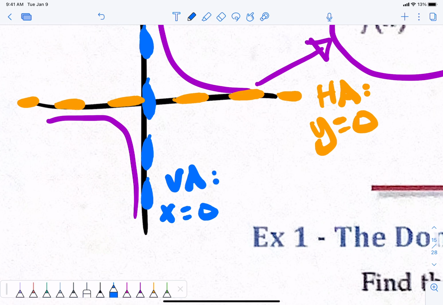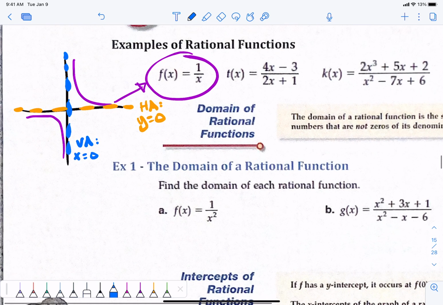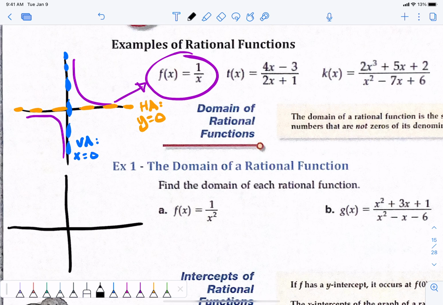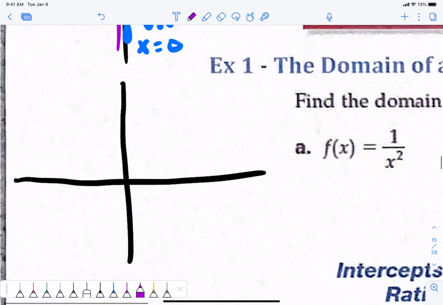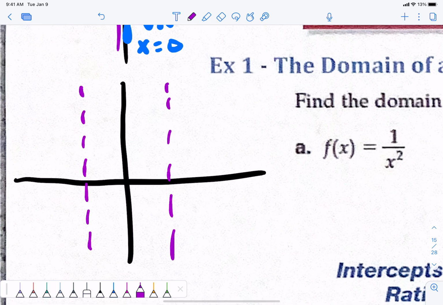Now, you might have something funky happen every once in a while where you have 2 VAs. Let me show you what that looks like. Sometimes you will have 2 VAs. Let's say they are there, and let's say we have a HA still here, right? So we have a horizontal one. You will only ever have 1 horizontal asymptote. Never more than that. Sometimes you don't have any horizontal asymptotes. We'll get to that. But you will only ever have at most 1 HA, okay?